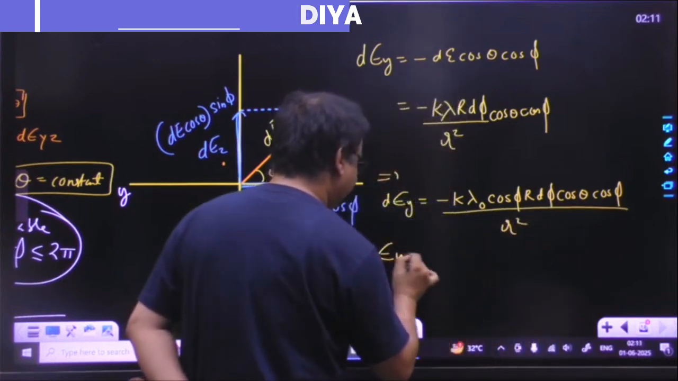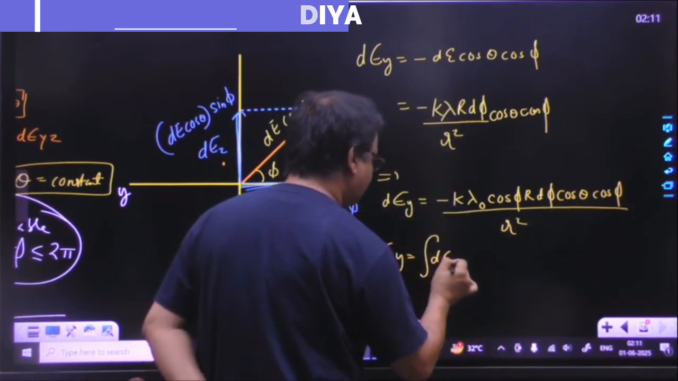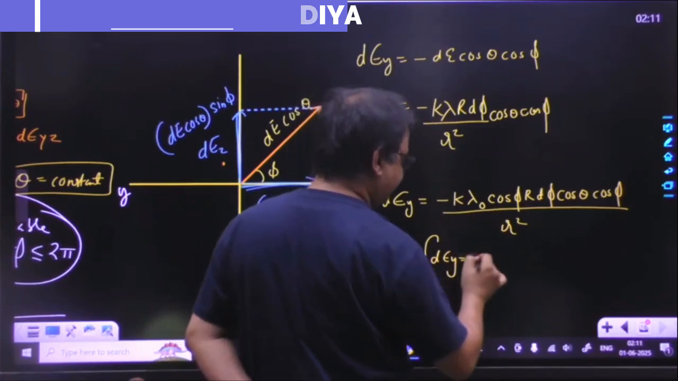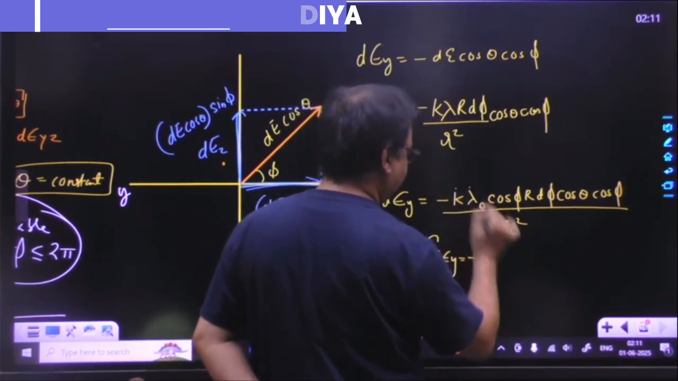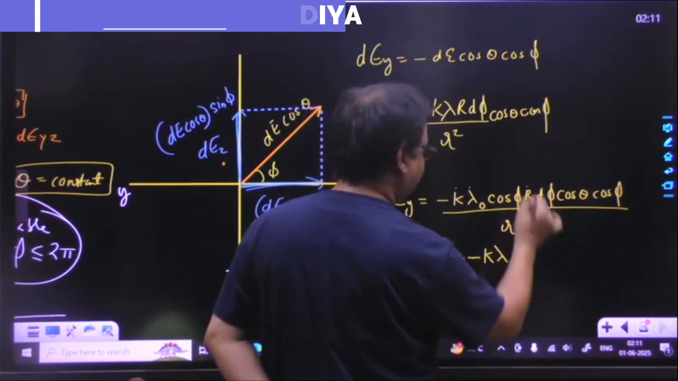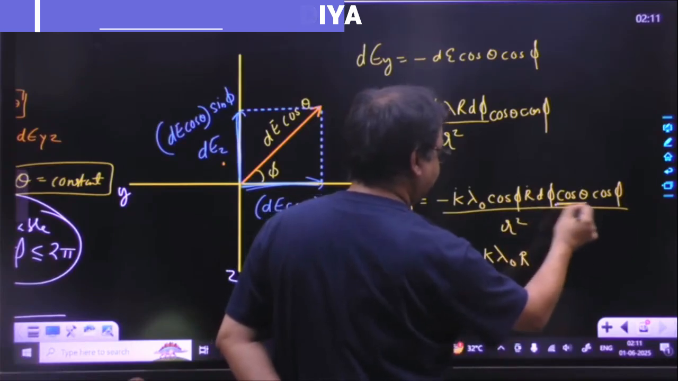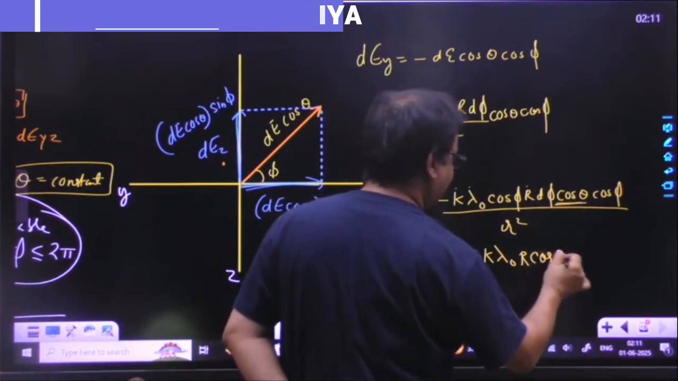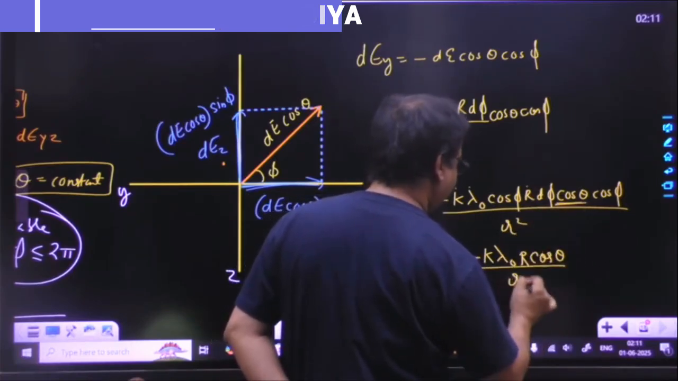Now what will be Ey? Simply the integral of dEy. So in the integral there are constants which can be taken out: k lambda naught r, and theta is a constant, as we have already discussed, so cos theta, and small r is also a constant.